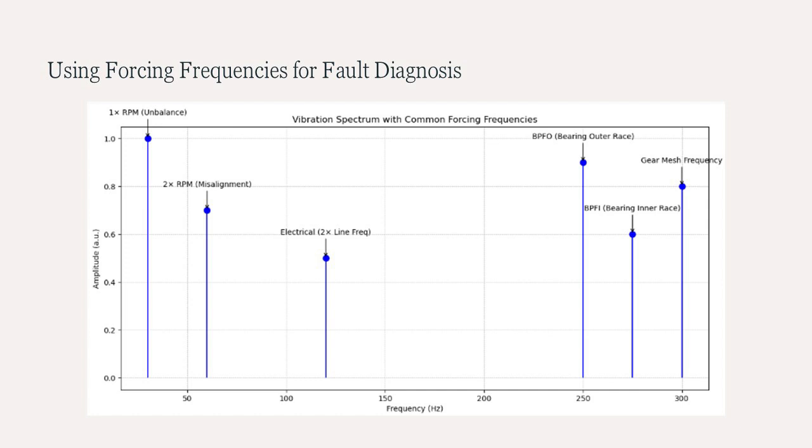Number 2, amplitude known as severity. The height of the peak tells us how bad the problem is. A small peak might be acceptable. A large peak indicates a serious issue.